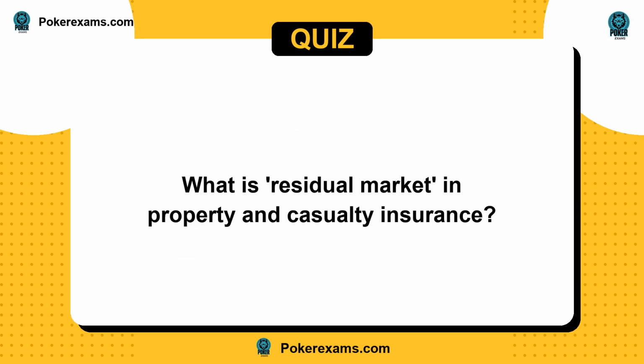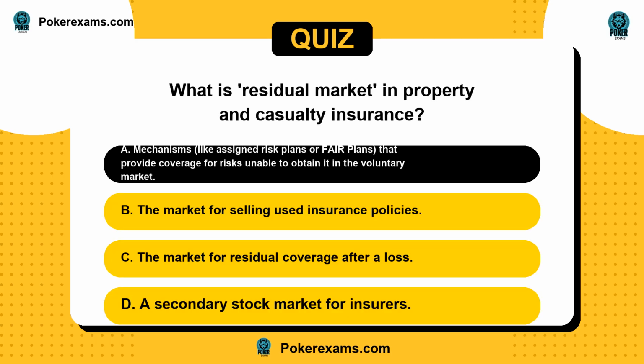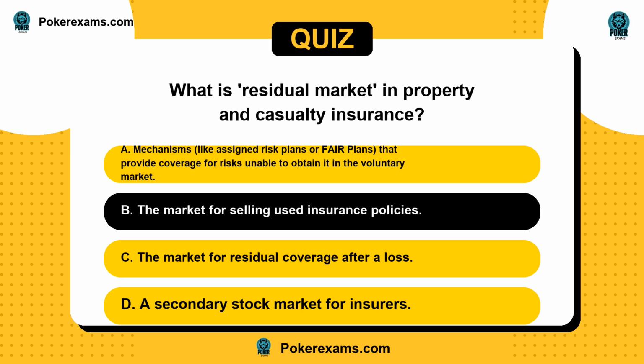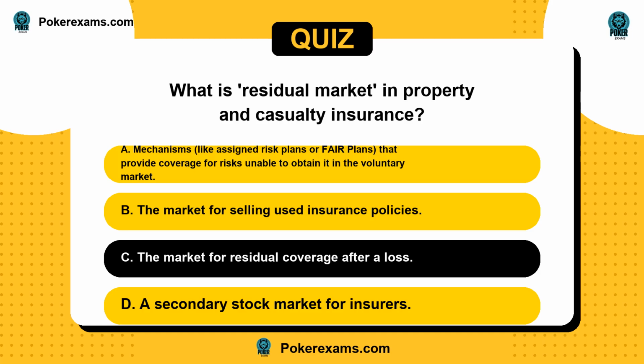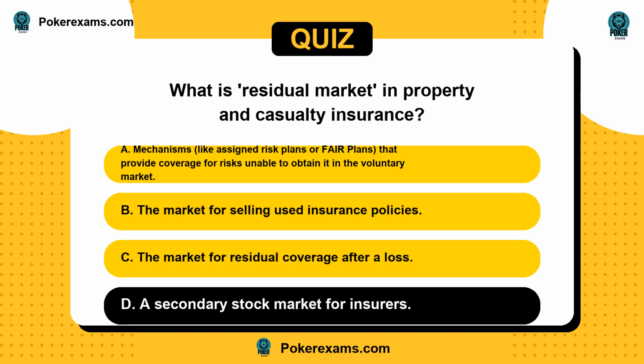Next question. What is residual market in property and casualty insurance? Is it A, mechanisms like assigned risk plans or fair plans that provide coverage for risks unable to obtain it in the voluntary market? Or B, the market for selling used insurance policies? C, the market for residual coverage after a loss? Or D, a secondary stock market for insurers?